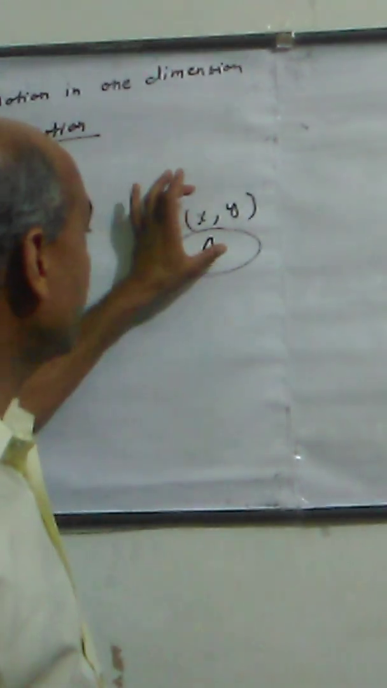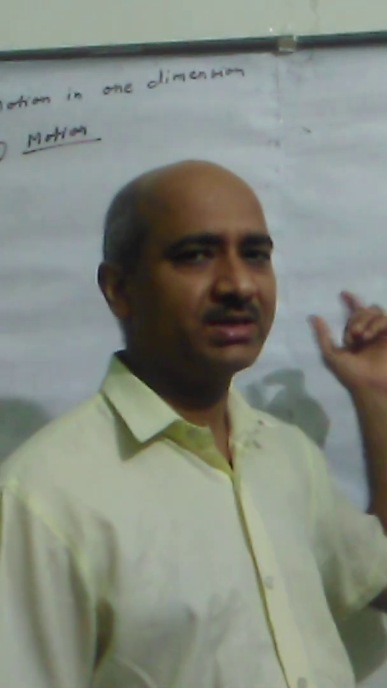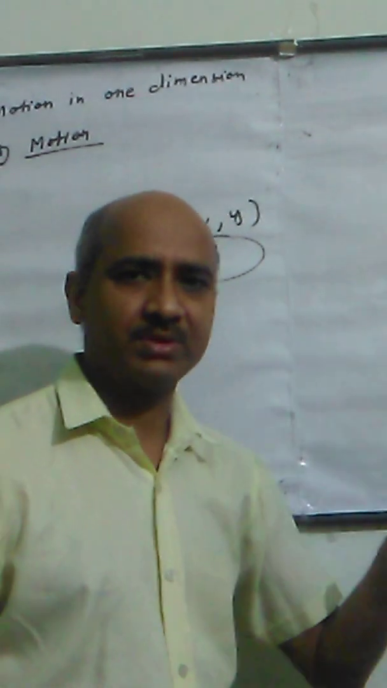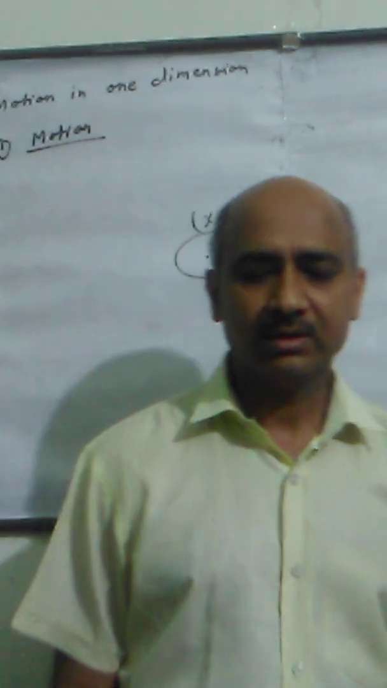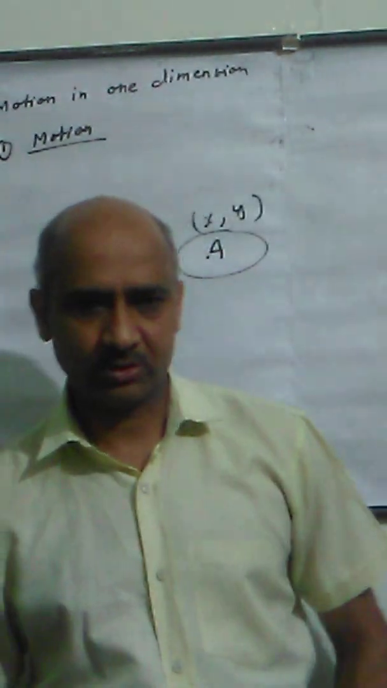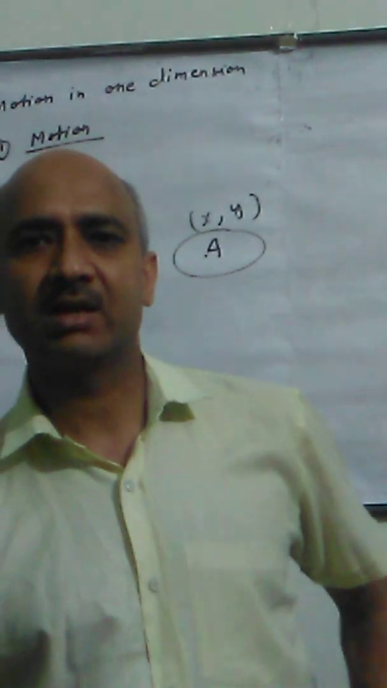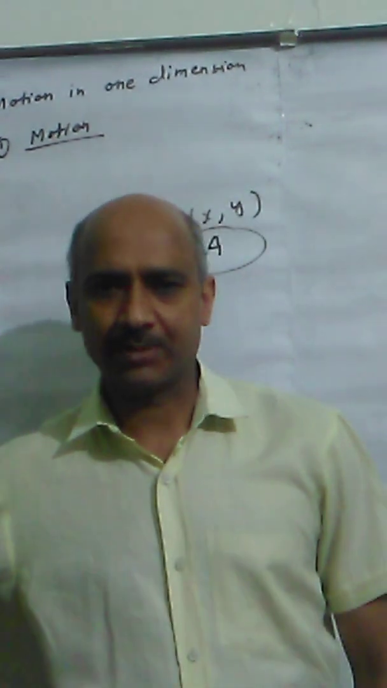And if only 2 coordinates are required to represent the motion, it is 2-dimensional motion. Suppose I represent a motion with a single coordinate, then it is called motion in one dimension. So when we talk about motion in one dimension, we talk only about linear motion. Linear motion means that the body is moving in a straight line.